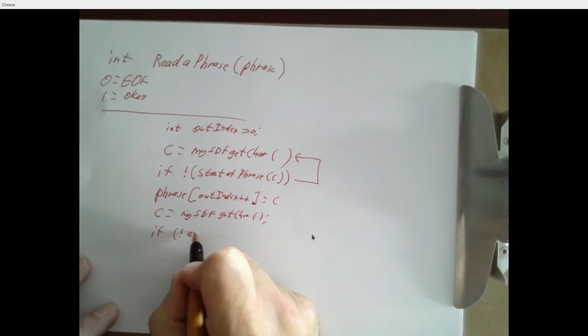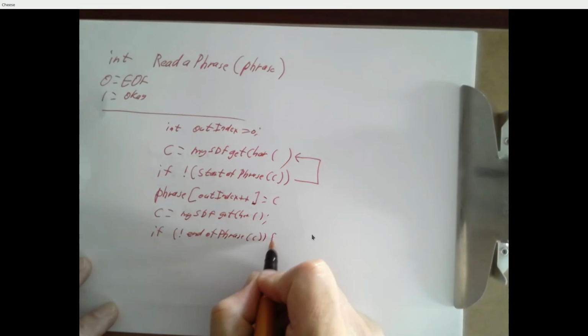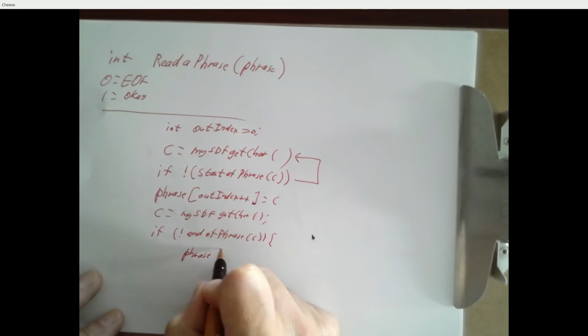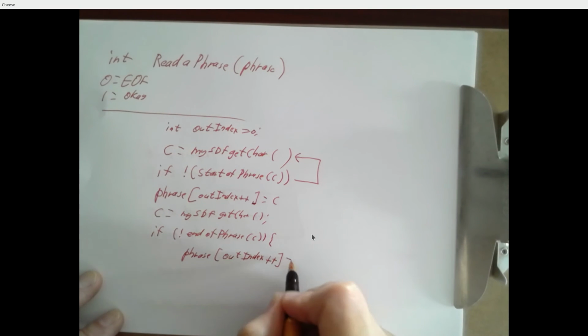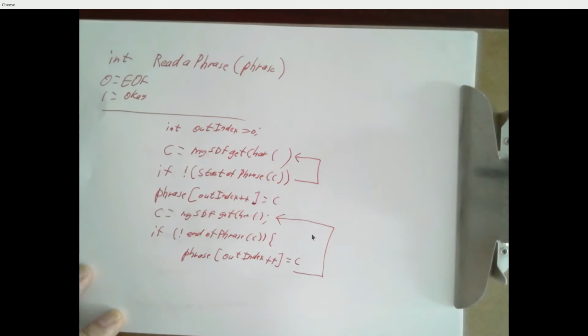If it's not the end of a phrase, well, I want to save it in my output, so again I'll say phrase[out_index++] = c, and then I'm going to go back up here and get another character. If it's not the end of the phrase, save that in our output and keep doing this. Otherwise, if we've hit the end of the phrase, all we have to do is null terminate our phrase.